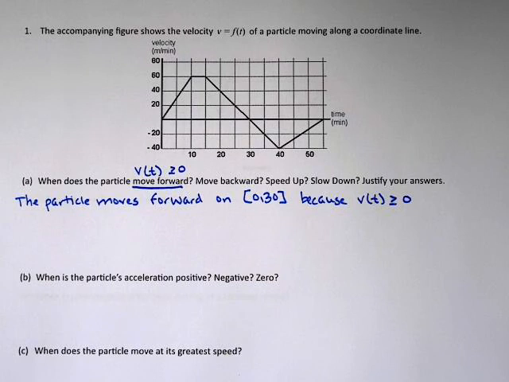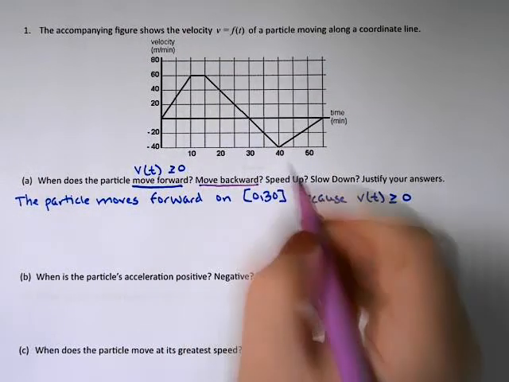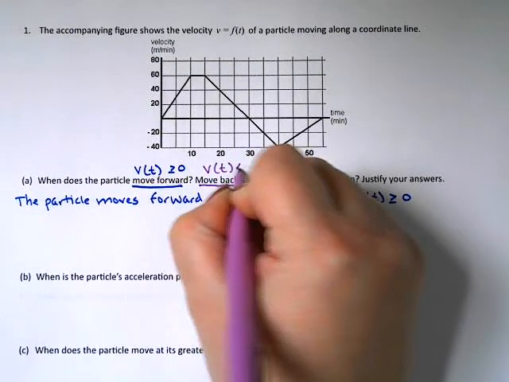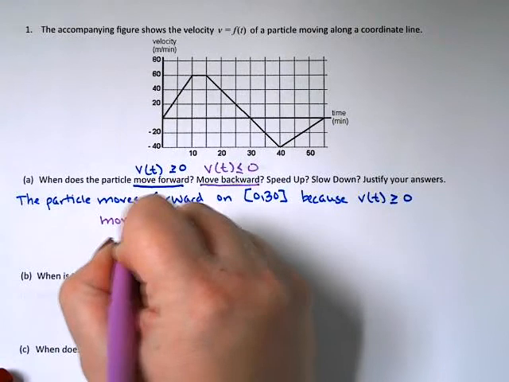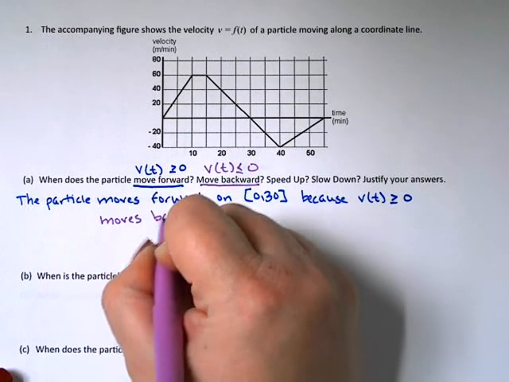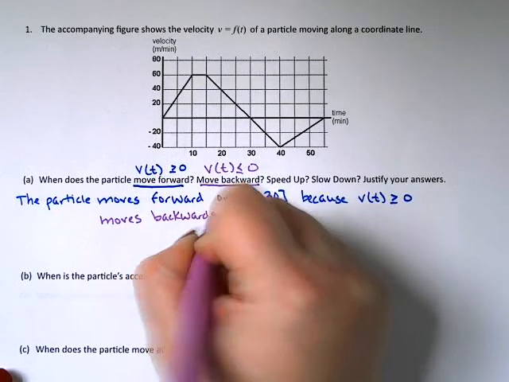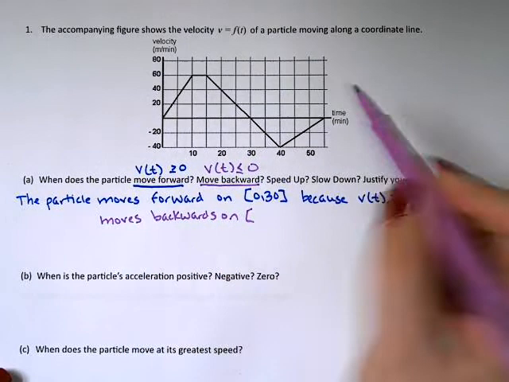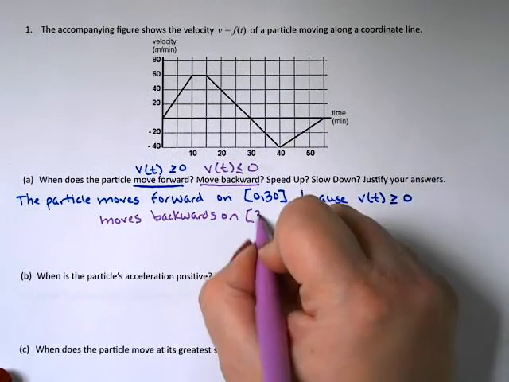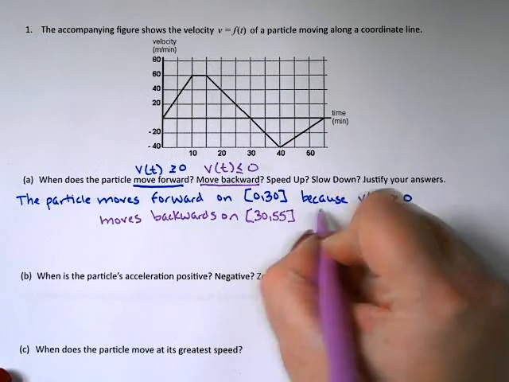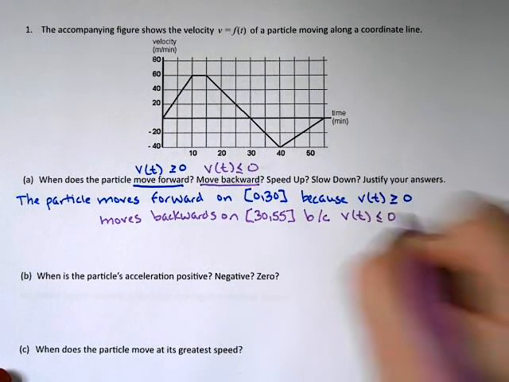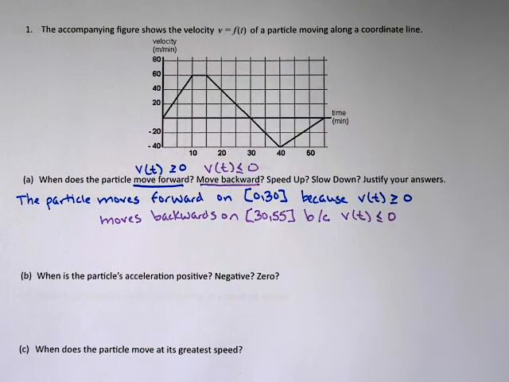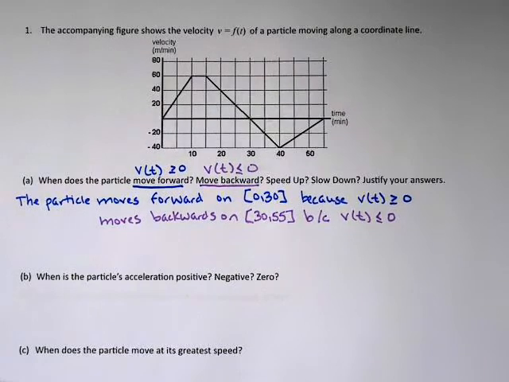Then let's talk about moving backwards. If I want to move backwards, it means I want the velocity to be negative. So I'm not going to rewrite all of this, but the particle is going to move backwards on the interval, anything below the x-axis, so from 30 to 55, because the velocity is negative, so less than or equal to 0. I'm going to take some shortcuts here just so we can make the video a little bit shorter for you guys.